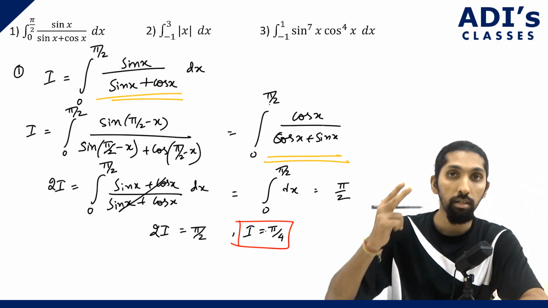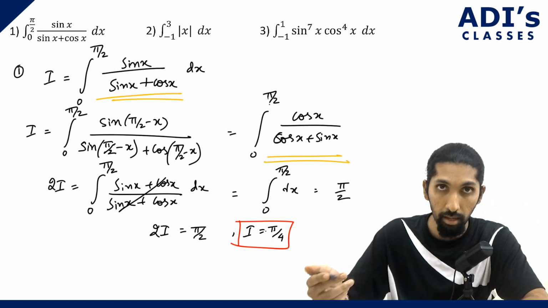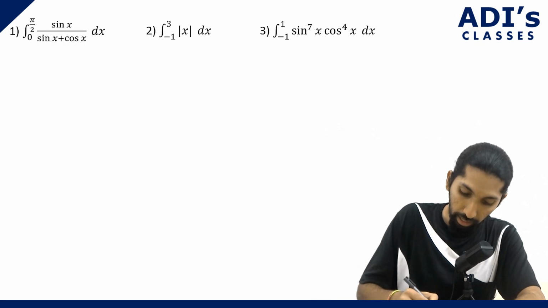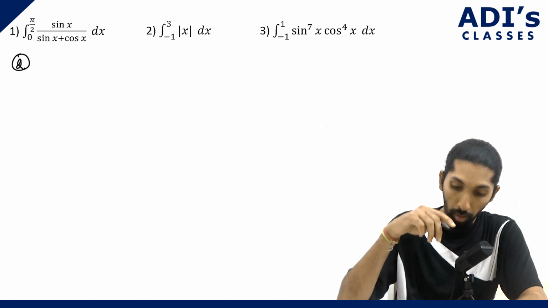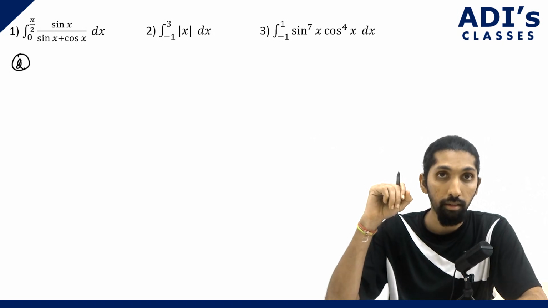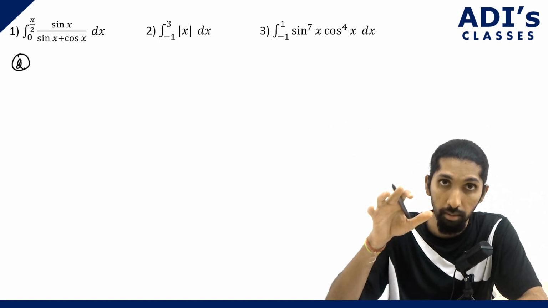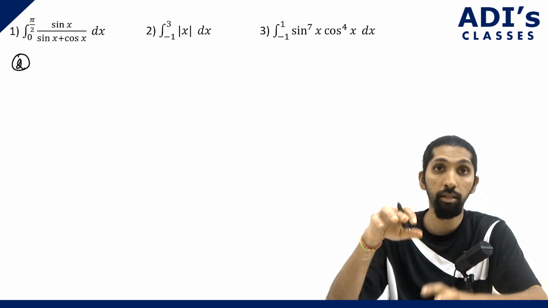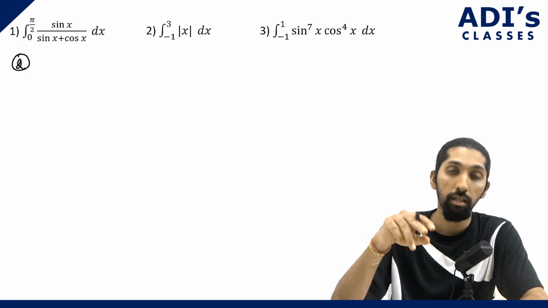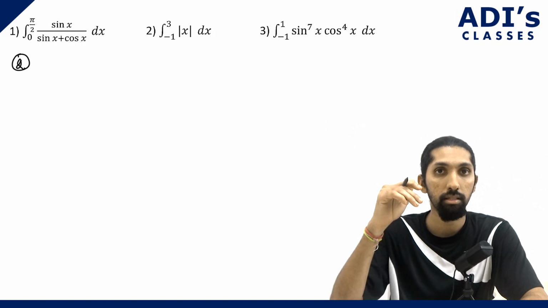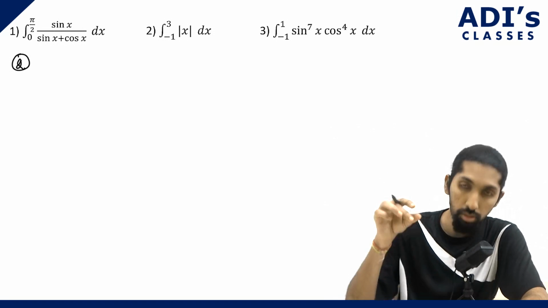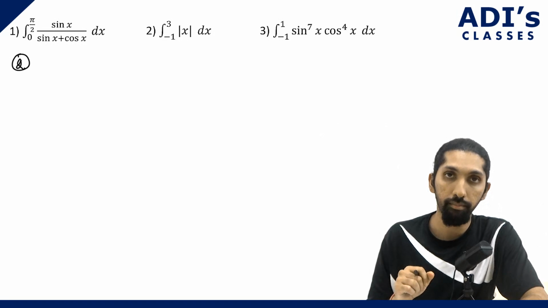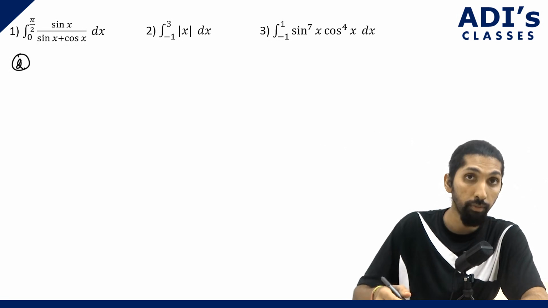Now let's do the second question. Second example, all right? For the second one, what you have is mod of x from -1 to 3. Remember I gave you the example of this one. There was one property where you need to split, that's a to c and c to b, like that. We are going to use that particular property here.